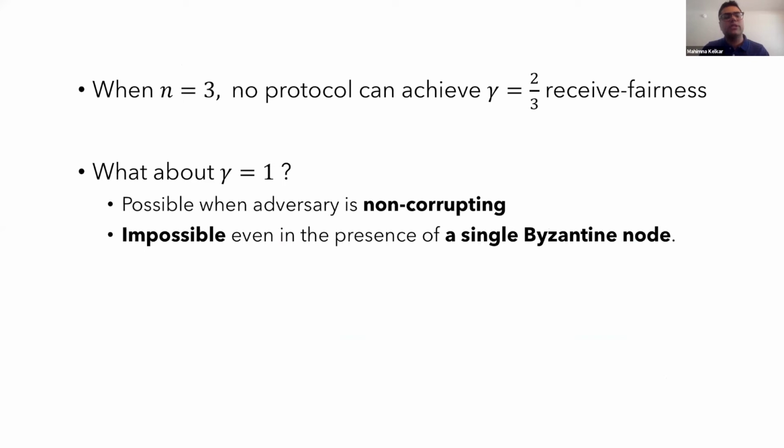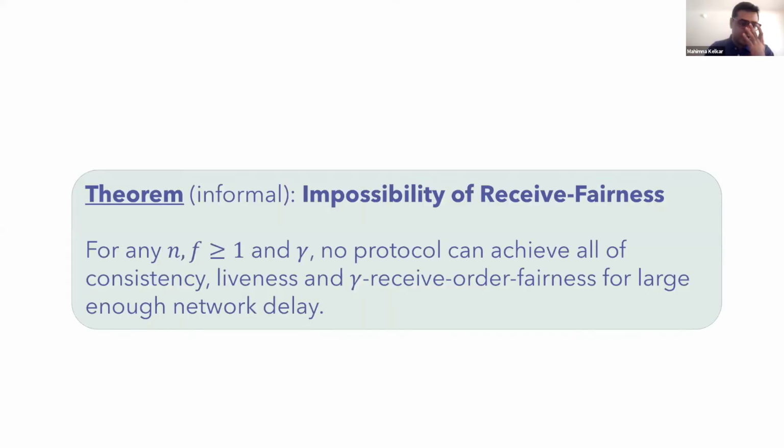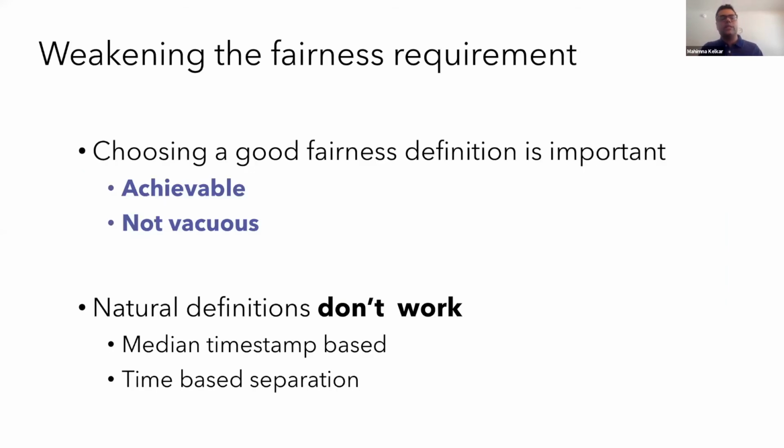For the simplest case of gamma equals 1, it is possible when the adversary is non-corrupting, but it is impossible even in the presence of a single Byzantine node unless you assume some very strong synchronous conditions. So I'll state the impossibility result here, very informally: no protocol can achieve all of consistency, liveness, and receive order fairness for a large enough network delay. So we need some way to weaken this fairness requirement.